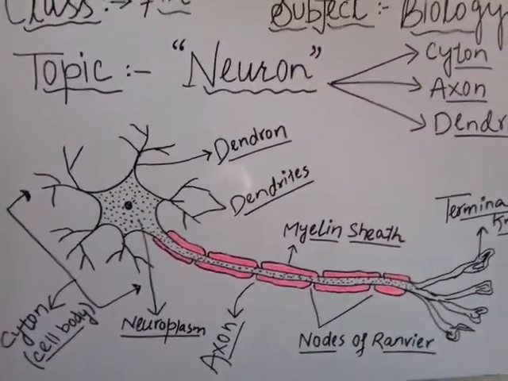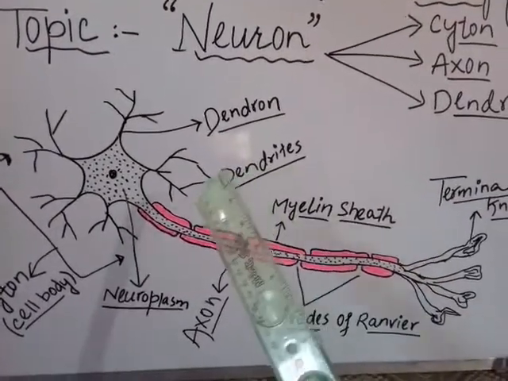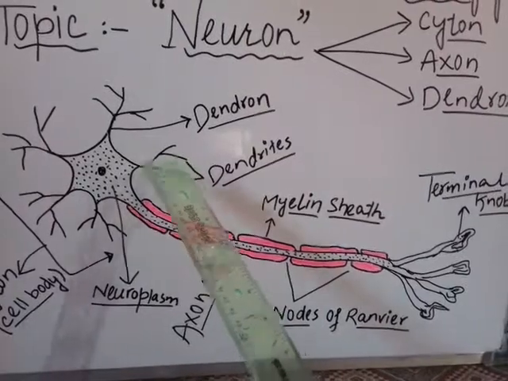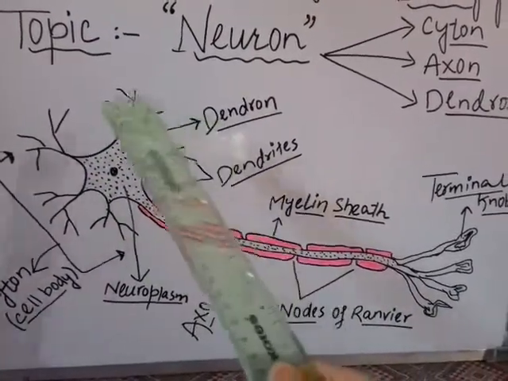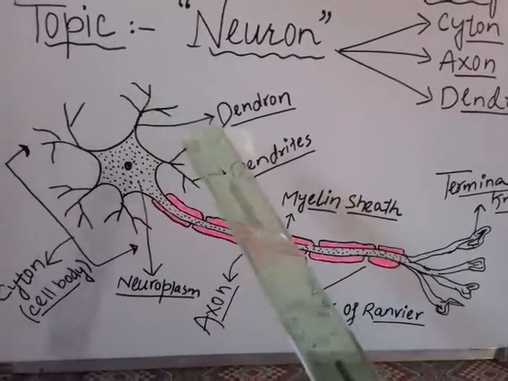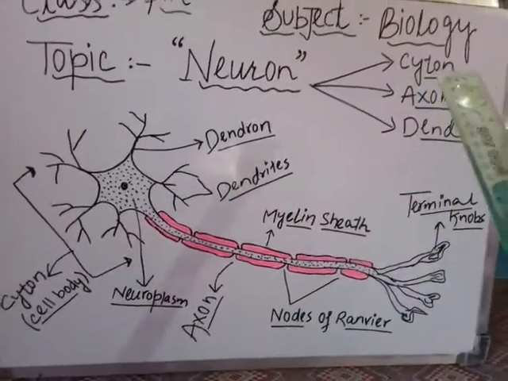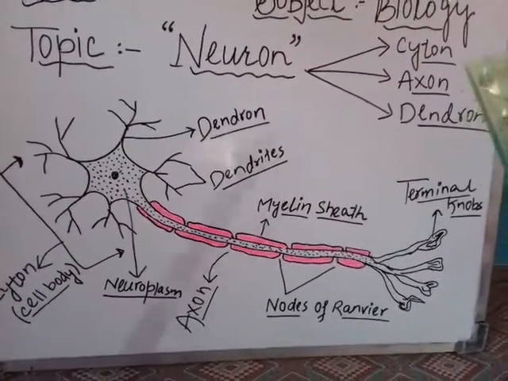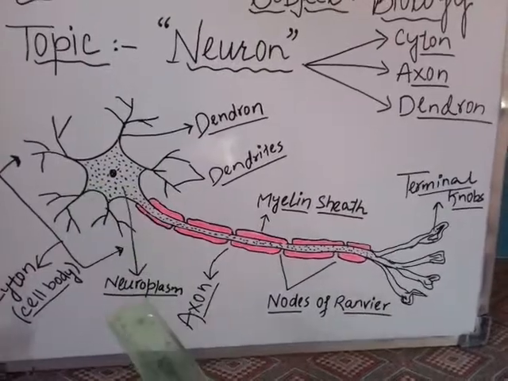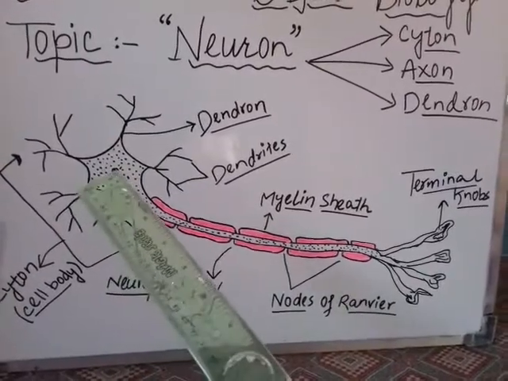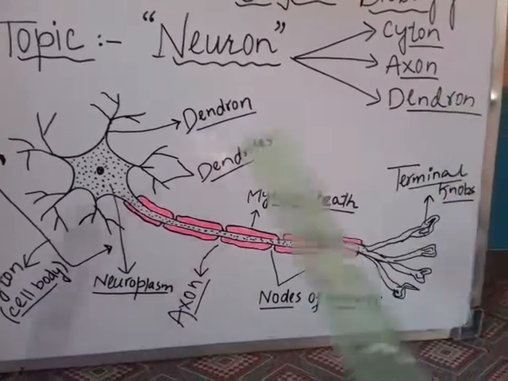From the dendrons arise some branches which are called dendrites. This is the dendron, the short fiber from the cyton, and from the dendron arise some more fibers or branches which are called dendrites. Okay, so we have discussed 2 important parts, cyton and dendron. Cyton is the main part of the neuron. It contains cytoplasm called neuroplasm, and in the center there's the nucleus. From the cyton arises the dendron, and from the dendron arise dendrites.